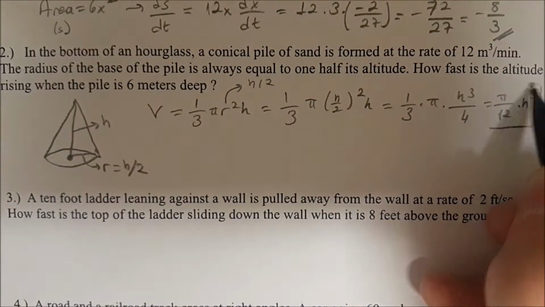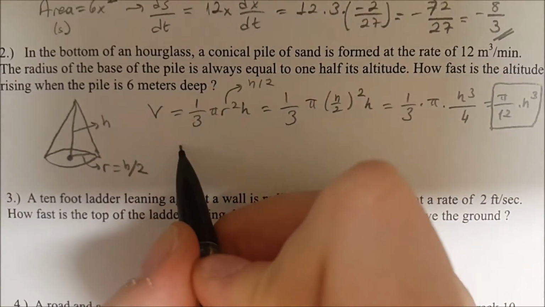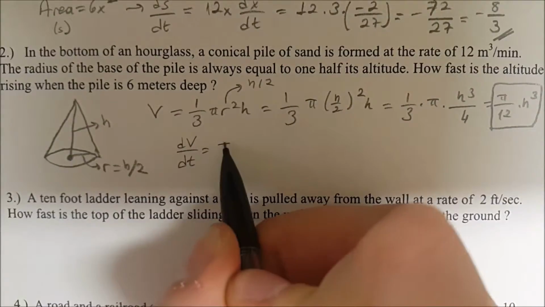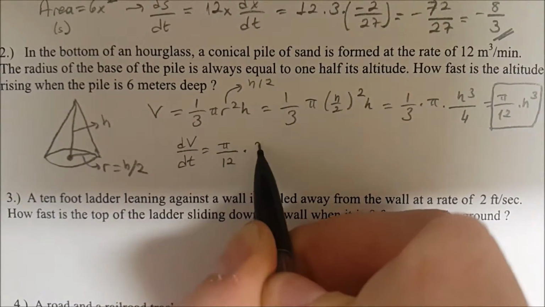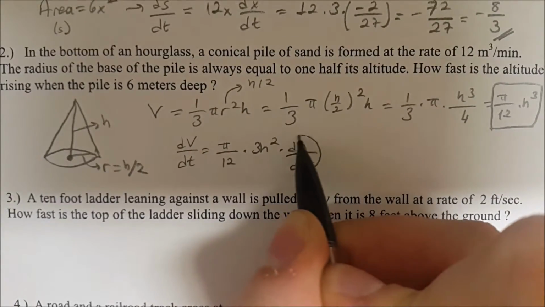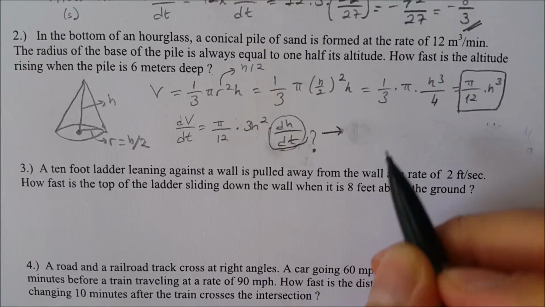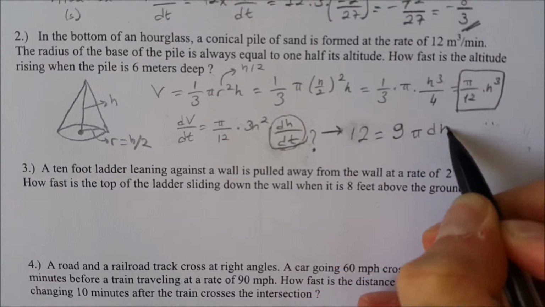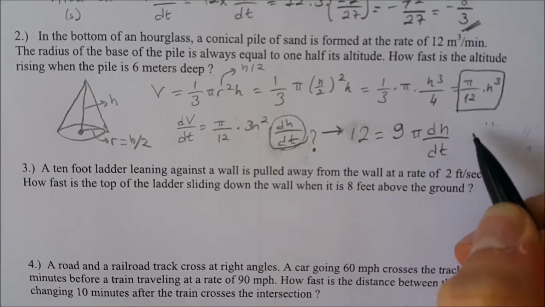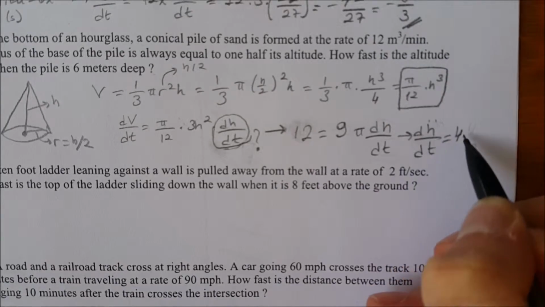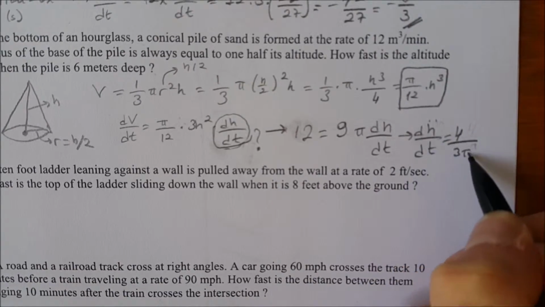What we are asked to find is dh/dt. We are asked to find how fast the altitude is rising. So now if we take the derivative of this equation, dV/dt becomes equal to π/12 times 3h² times dh/dt, which is what we are being asked. Then if we put the variables in, 12 equals 9π dh/dt. So dh/dt is equal to 12 over 9π, which is equal to 4 over 3π.